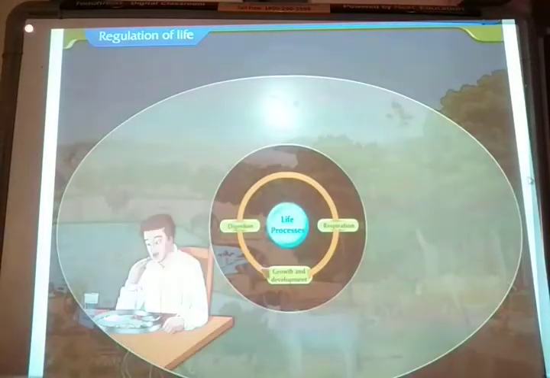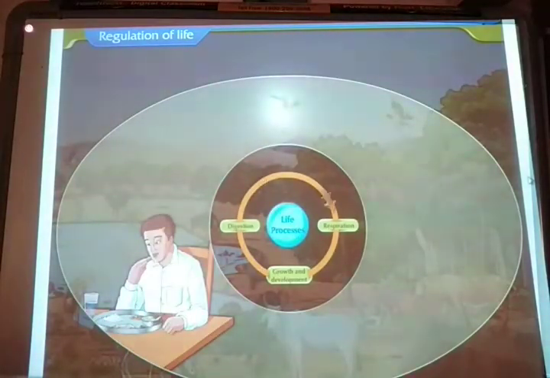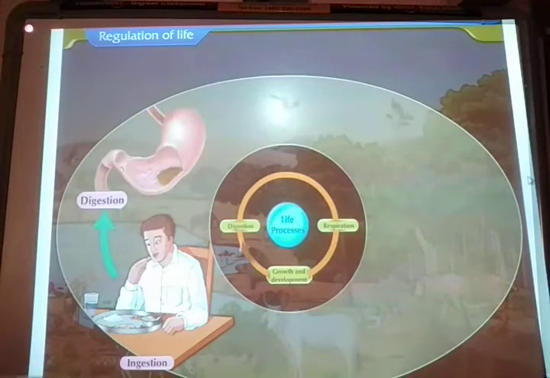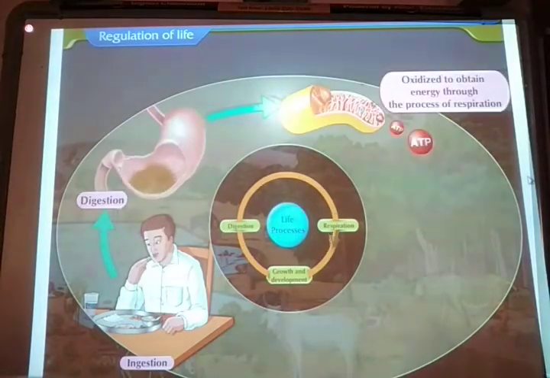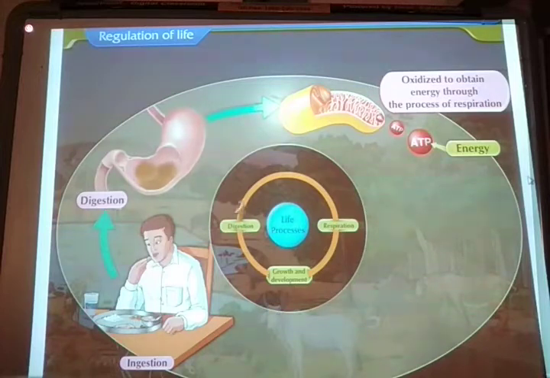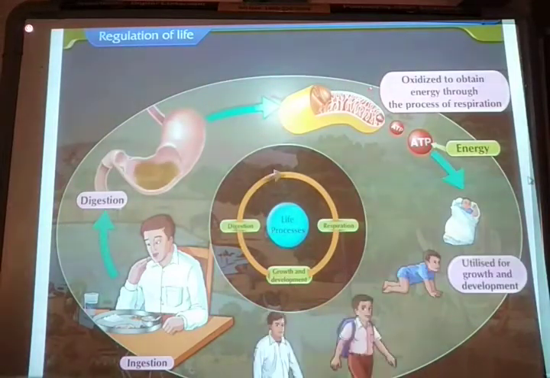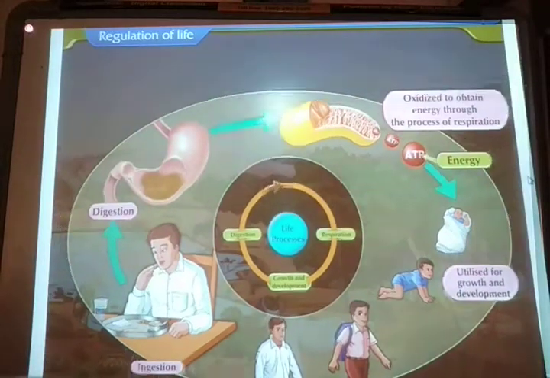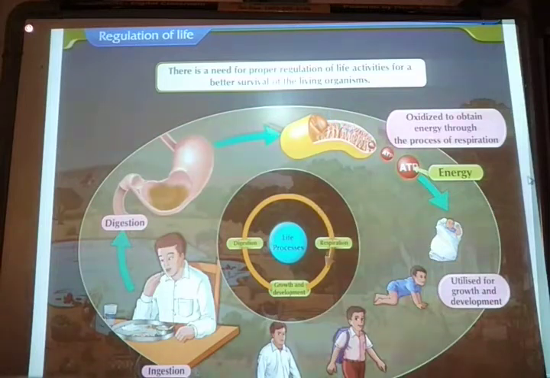For example, food material taken in through ingestion has to be digested and later oxidized to obtain energy through the process of respiration. This energy is utilized for growth and development of the organism. Thus, there is a need for proper regulation of these life activities for a better survival of the living organisms.